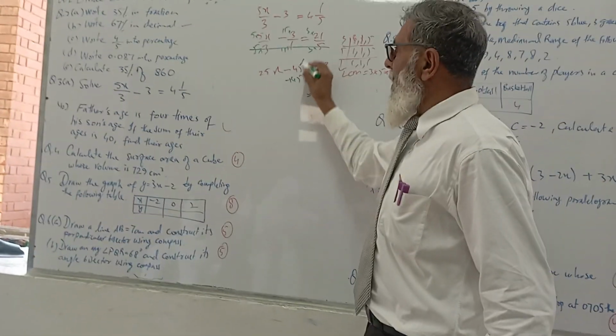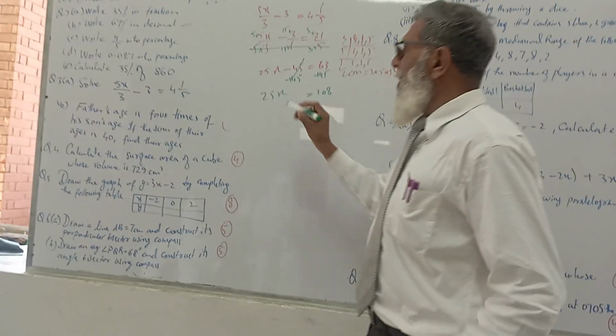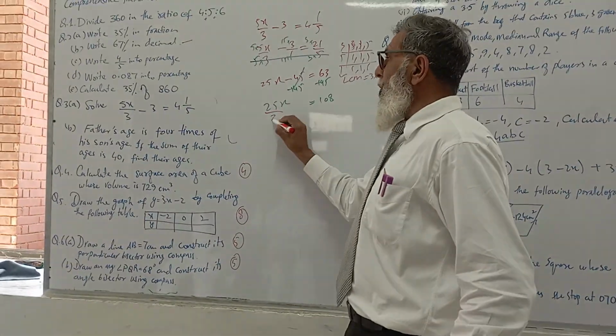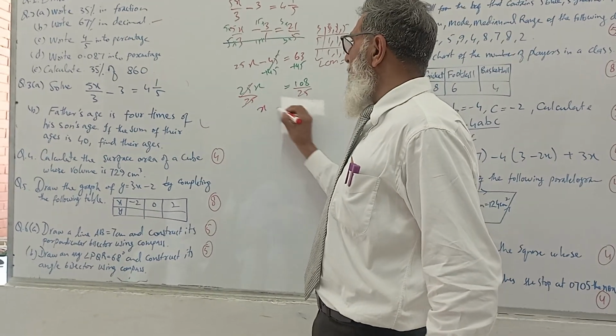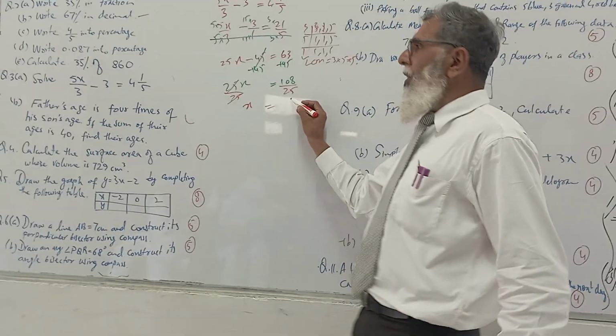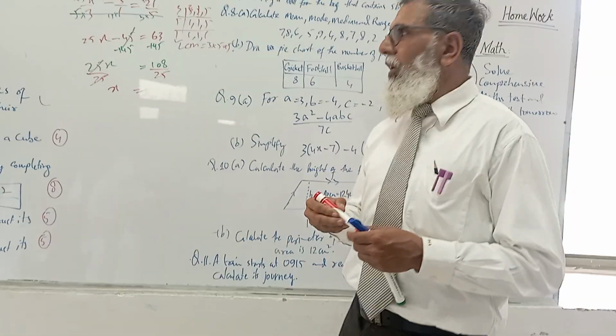Okay, it is equal to, cancel here, so 25x. Now we don't need 25. So what do we do? Divide by 25, divide by 25. Cancel. So x is equal to 108 divided by 25. It cannot be simplified further.